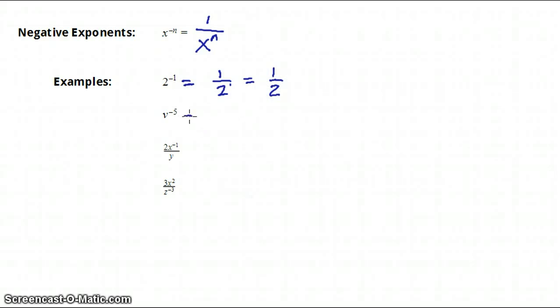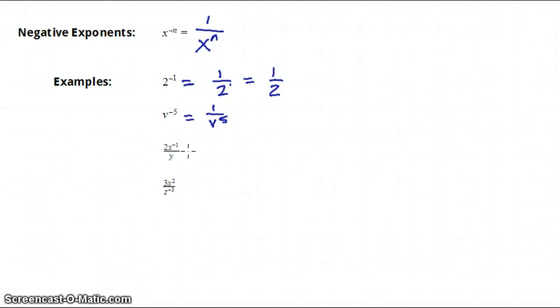Here's a second example. I've got v to the negative 5th power. Using the same reasoning, I'm going to put 1 over v to the 5th, make that 5 positive, and that's really all that I can do with that problem as far as simplifying it goes.